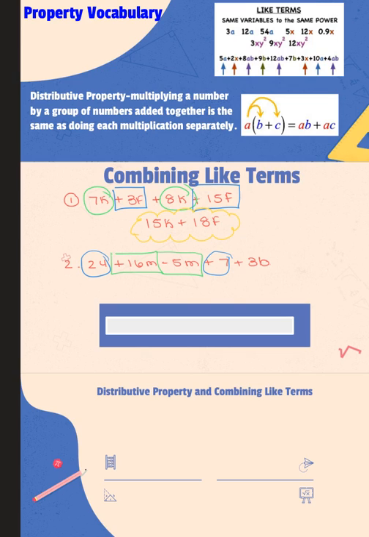So now looking, I have 24 plus 7. 24 plus 7 gives me 31. I have 16m minus 5m, which gives me plus 11m. And then plus 3b. I cannot simplify it any further because I cannot combine 11m with any of the terms. I can't combine 3b with any of the terms there, and I also can't combine 31.